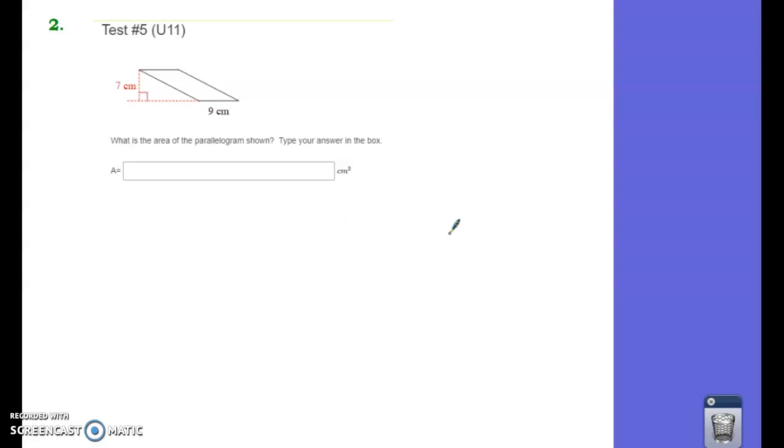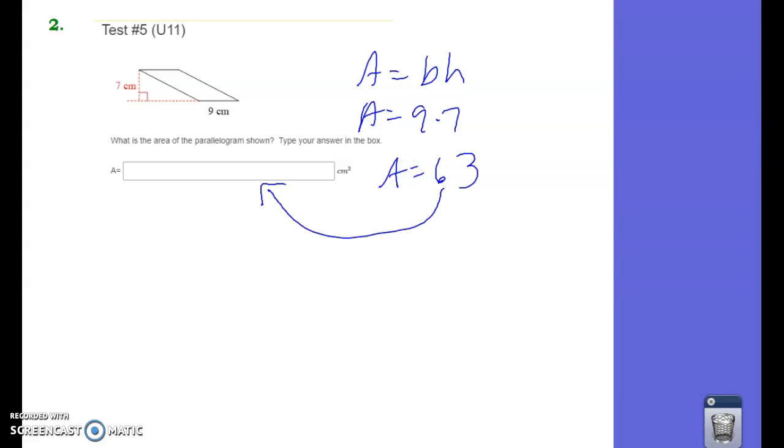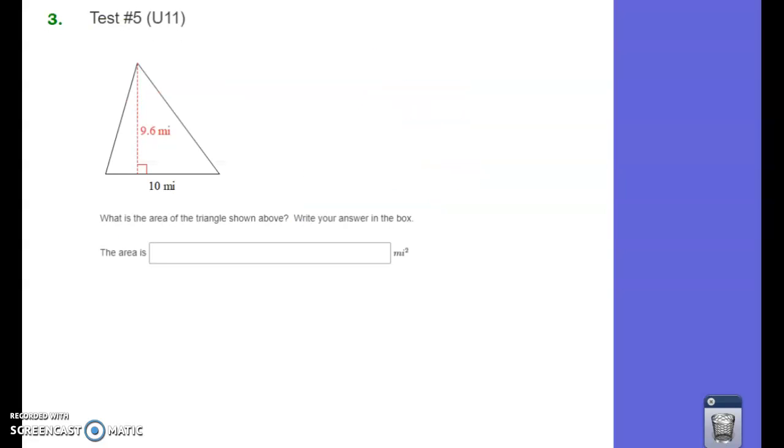What is the area of the parallelogram? It's the base times the height. So that is just 9 times 7, so that is 63. And it's already got the units written for you, so you're typing in 63.